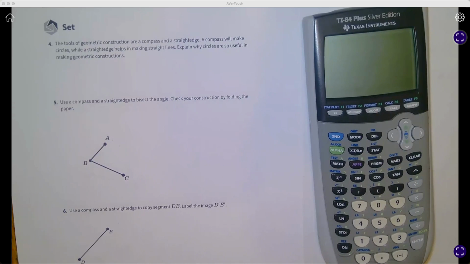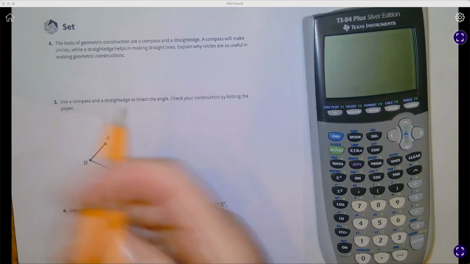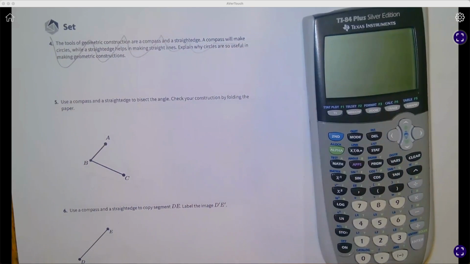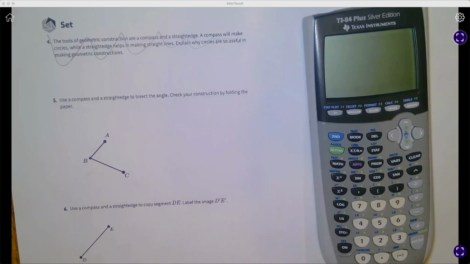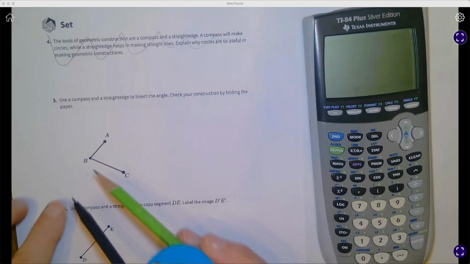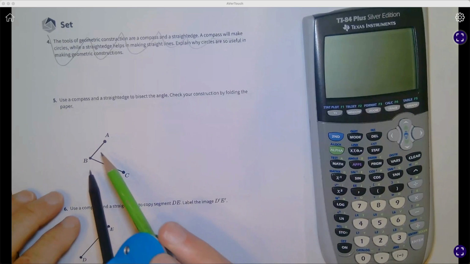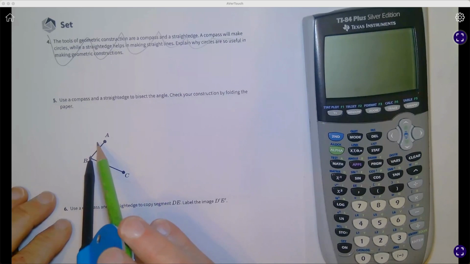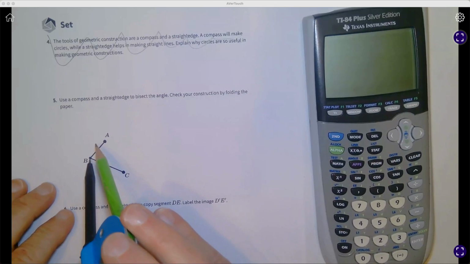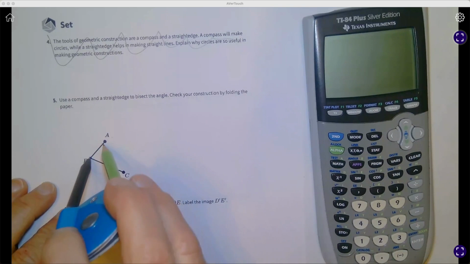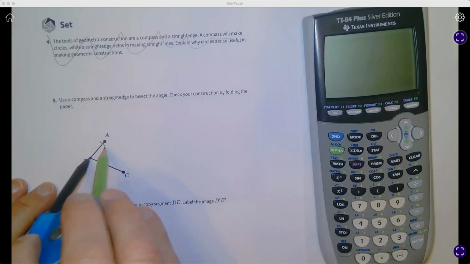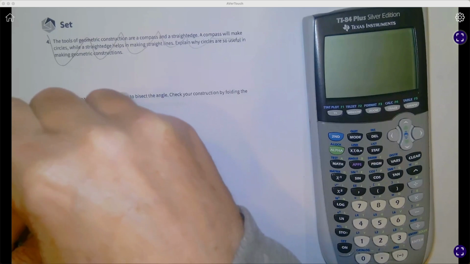Okay, number 4. We don't do problem number 4. Number 5. Use a compass and a straight edge to bisect the angle. Okay, so bisect means cut it directly in half. All right, so here's how I do this process. What I do is I take my compass and I put it on my vertice B. And I'm going to make 2 arcs. The first arc I'm going to make is in segment AB. And I'm going to make the arc so that it's visible on the line segment, right? So there's that arc. And I'm going to create that arc on BC as well.